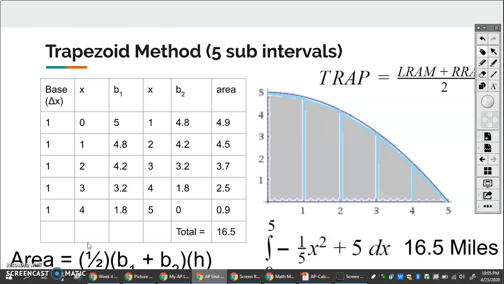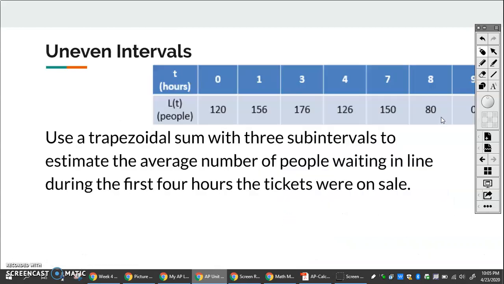You do need to know the formula for the trapezoid, 1/2 times base 1 plus base 2 times the height, because you won't always have equal intervals. If you just have equal intervals, then you can add these 2 approximations, the left and right, and divide by 2. But that's only if your intervals are all equal, so you wouldn't necessarily want to do that on the AP exam. All right. As I was saying, the interval is not always going to be equal.